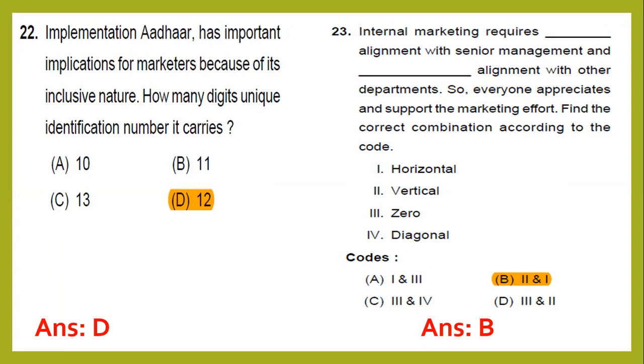Vertical alignment, what happens? It follows the hierarchy. That is called top-down approach, from the top management to the lower level management. So that is called vertical alignment. Horizontal alignment is where within the same hierarchy alignment is shown. For example, general manager of marketing department, general manager of finance department, general manager of procurement department, general manager of production department. They come under the horizontal alignment. So therefore, the correct option is B, 2 and 1, that is vertical followed by horizontal alignment.